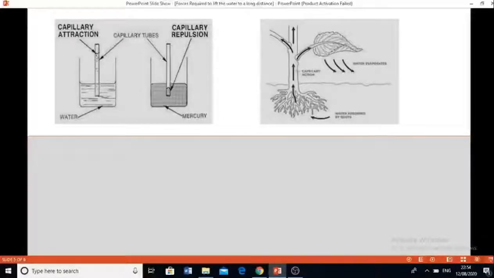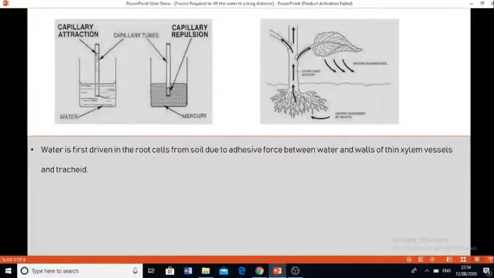In this theory, narrow root cells with small diameters are compared with capillary tubes. According to this view, water is first driven into the root cells from the soil due to the adhesive force between water and the walls of thin xylem vessels and tracheids.